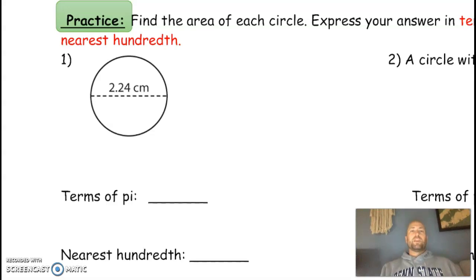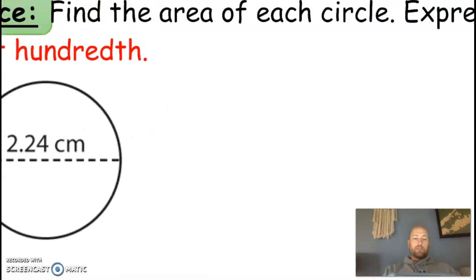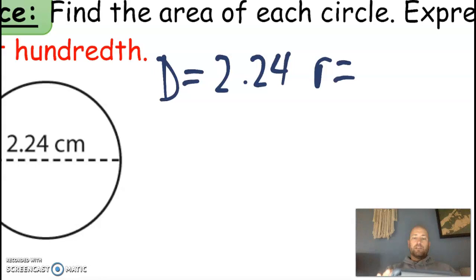But we're going to do three problems here on the practice. Starting with number one, we're going to find area in terms of pi and round to the nearest hundredth. So anytime I find area, what I want to find is the radius. So the diameter is 2.24. The radius is exactly half of that, or 1.12.